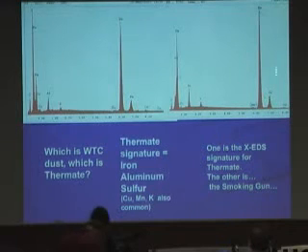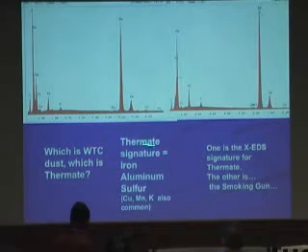But now you can see the plot. You see that iron? And it's very clear. Sulfur and aluminum. That's the signature for Thermite. Iron, sulfur, aluminum. Folks, there are some differences, but you can't tell which one is which. They have the same signature for Thermite.